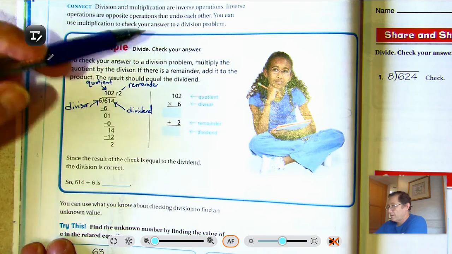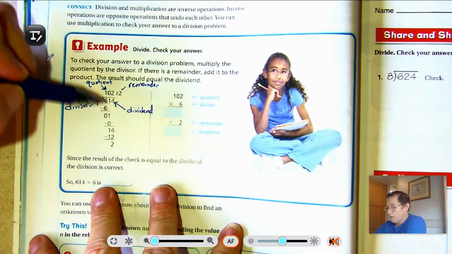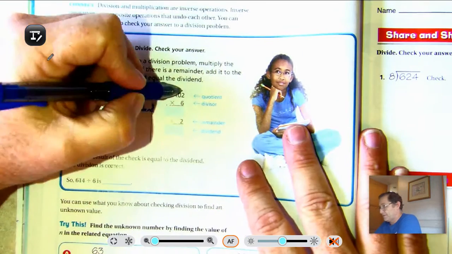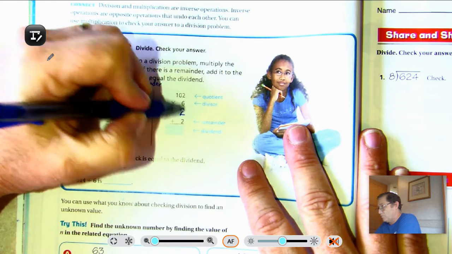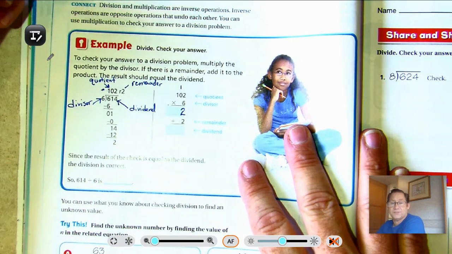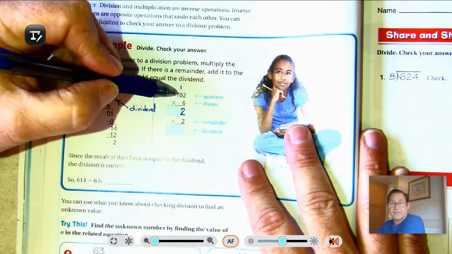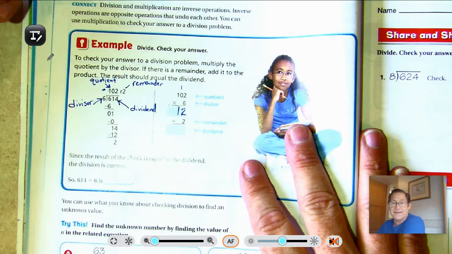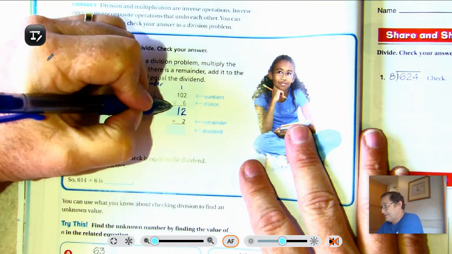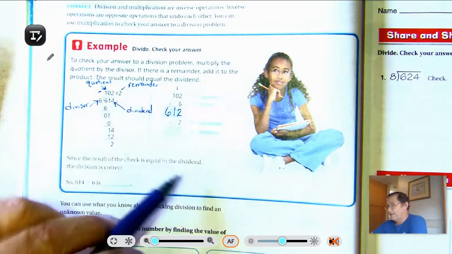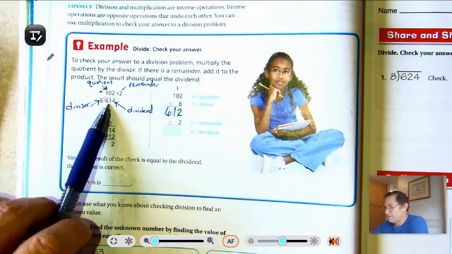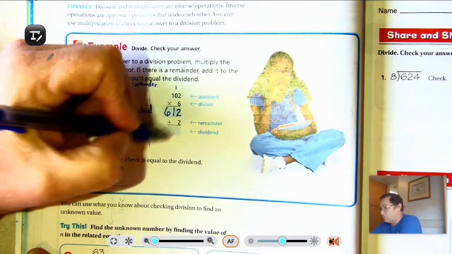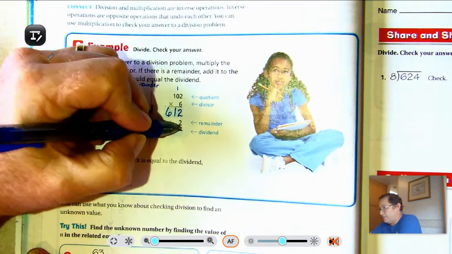So if we multiply the quotient, 102, by the divisor 6, 6 times 2 is 12 ones. Regroup that as 1 ten and 2 ones. 6 times 0 tens is 0 tens, plus 1 regrouped ten is 1 ten. 6 times 1 is 6. 612. And now if I stopped right there, I'd say, oh, I must have messed up. But remember, there's a remainder of 2, so I have to add the remainder.